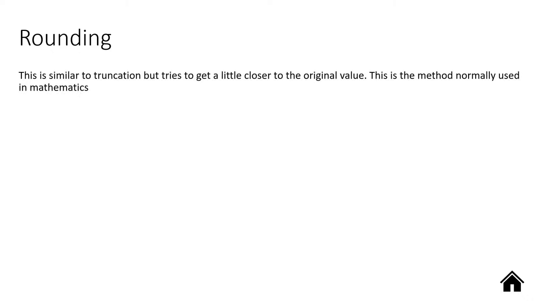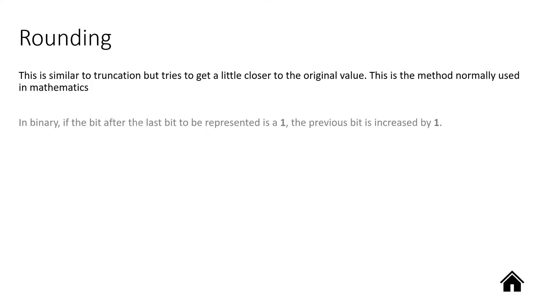You're used to mathematical rounding where, for example, if it's 5 and above, then you would round up to the next number. So it's similar to truncation, but it tries to get a little bit closer to the original value. You use it in mathematics and in everyday life. But in binary, if the bit after the last bit to be represented is a 1, then the previous bit is increased by 1. So what do I mean?